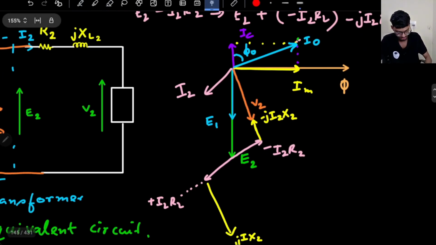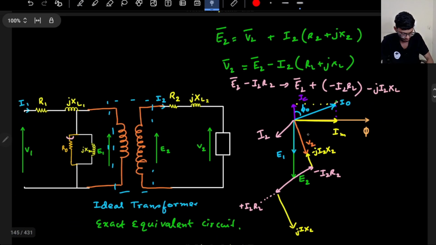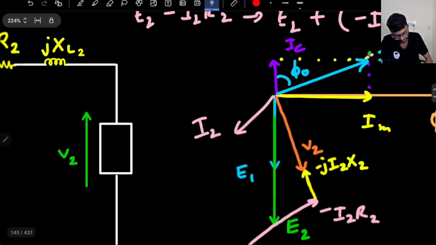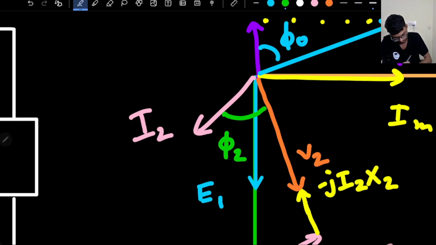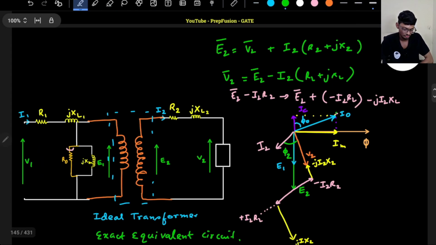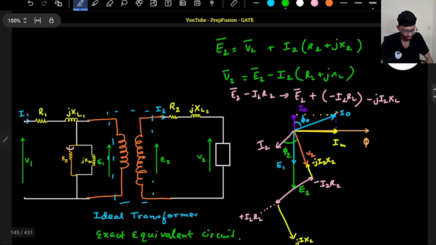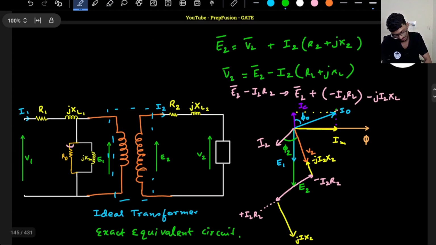Now if I go in the opposite direction, with V2 I will add I2 X2 and I will add I2 R2. So I will get back E2. Okay, going in the opposite direction. If you go in the opposite direction, you will get back the same value. So this is my V2, and ultimately this is actually my phi2. Okay, so like this you can find out. Now this is my I2.